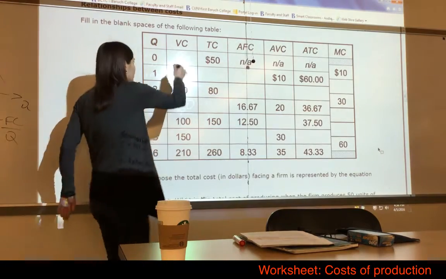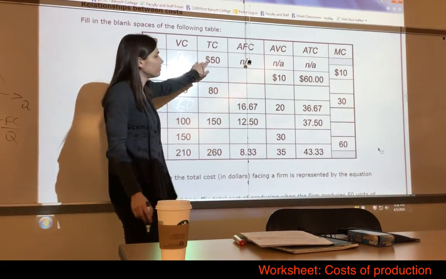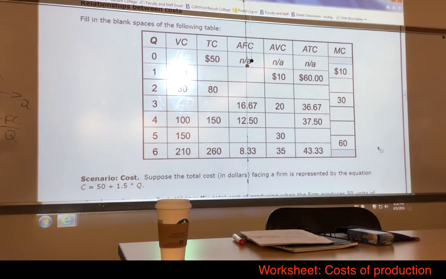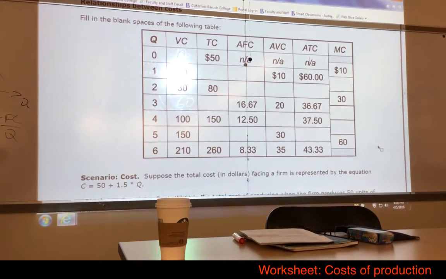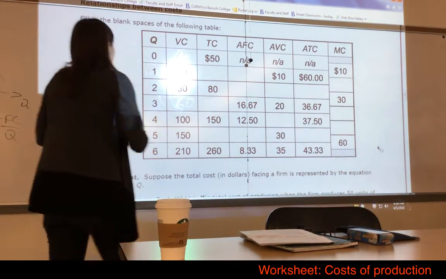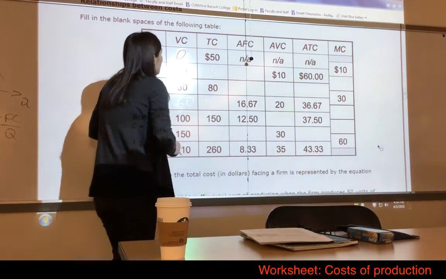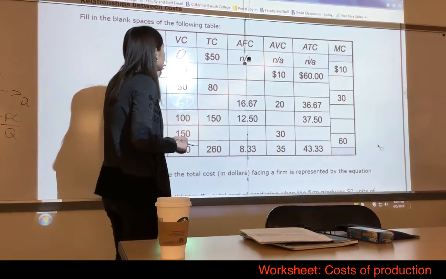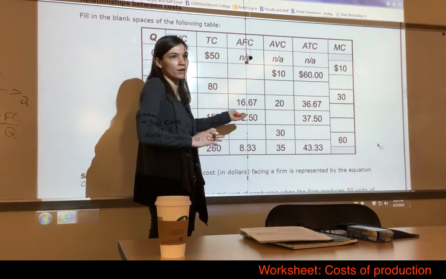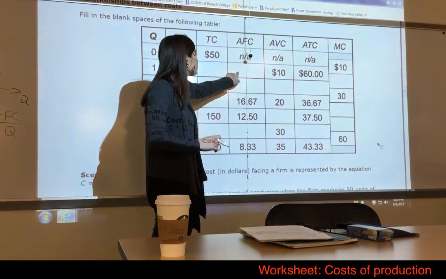So at a quantity of 0, what is our variable cost? 0. Okay. So total cost is 50. Why? Fixed cost. So we know fixed cost is 50. Actually now, knowing fixed cost, I can fill all of those. Because average is just taking fixed and dividing by the quantity, right? So what should I put here?